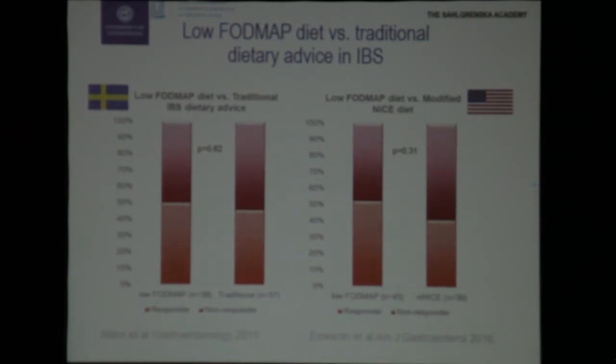There was another study from the US that used a similar approach for the traditional dietary advice. They call it the modified NICE diet. And also here, there was no significant difference when it comes to the primary endpoint. There were some secondary endpoints that were positive in this trial, but the primary endpoint was not positive.